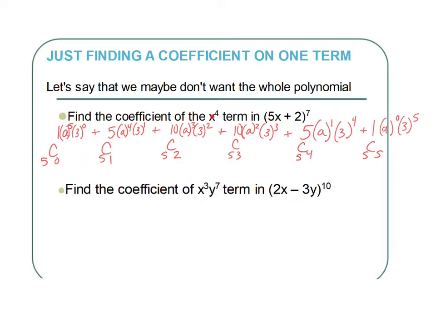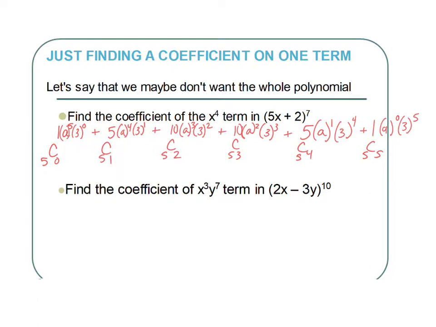Well, I want the x to the 4th term. If you think about that, if the x is the first term, and in this case it's to the 4th, remember that these two powers up here always have to add up to that total. So I'm going to do this in a different color off to the side, and this is really this particular problem. I have a 5x plus 2 to the 7th.